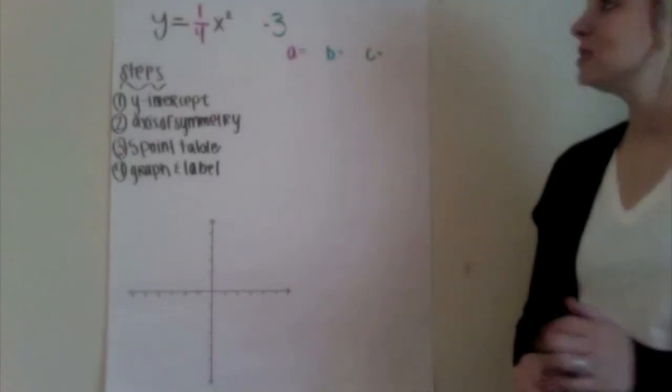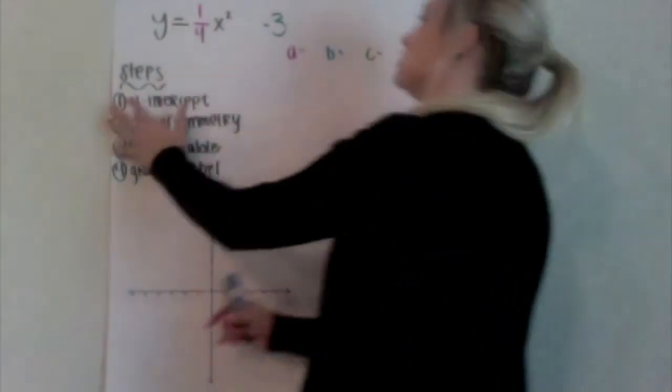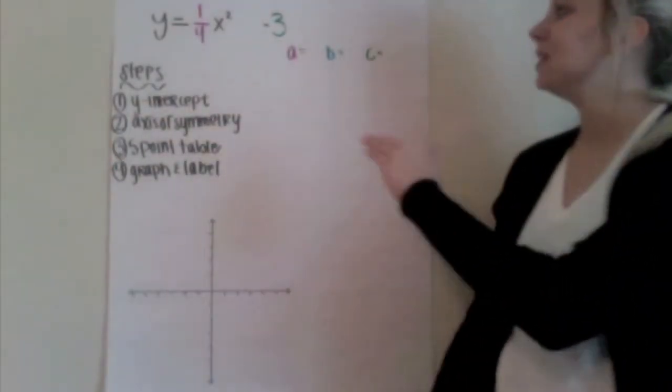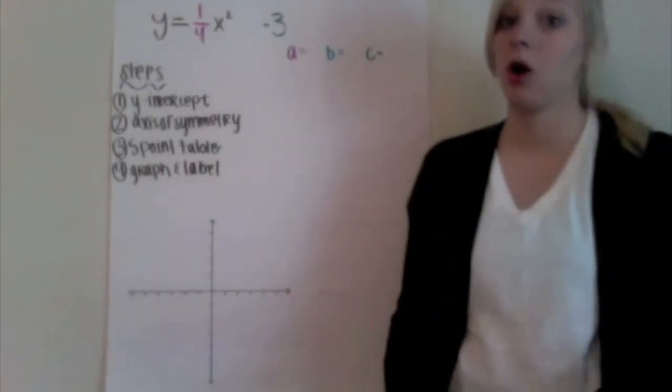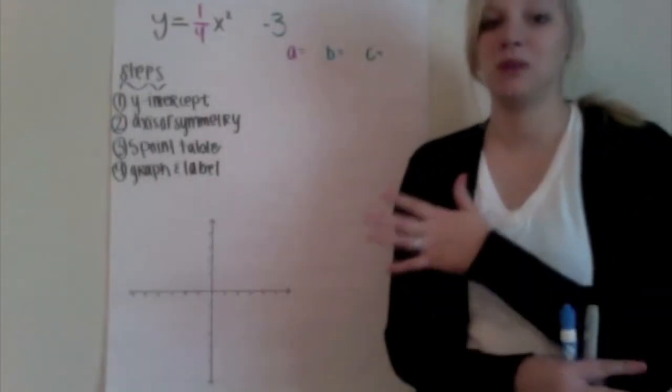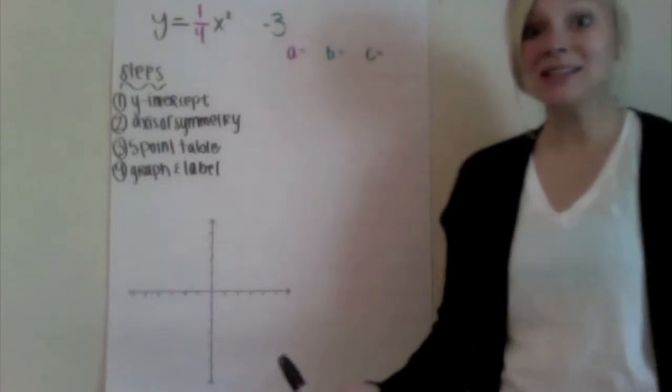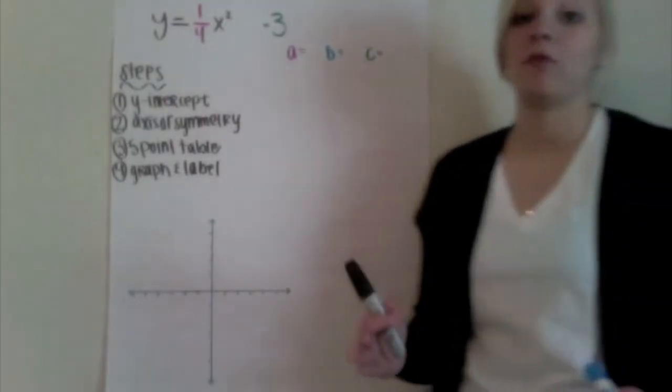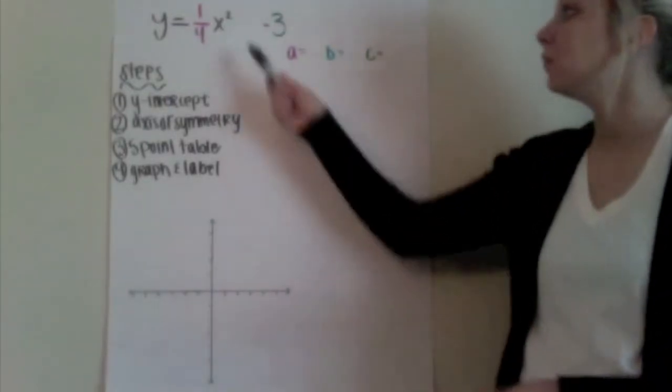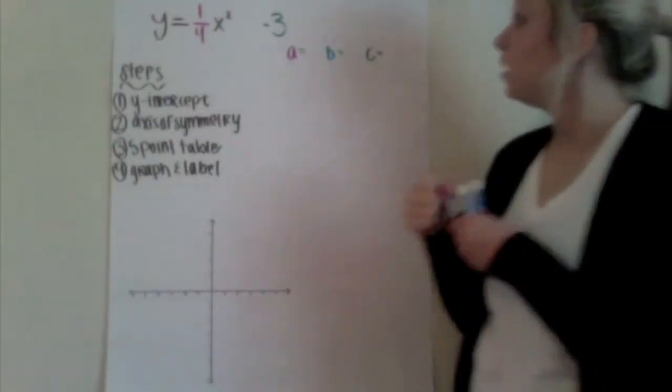So, the first thing we need to do before we even look at the steps is we want to go ahead and identify what our A, B, and C are so that it's way easier once we get going. So, it's easy to see that our A is 1/4 because that is the coefficient before the x squared. So for A, we have 1/4.